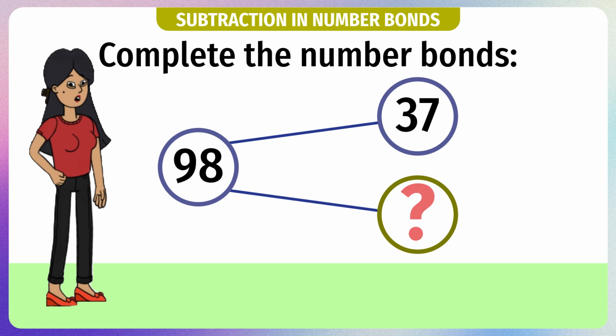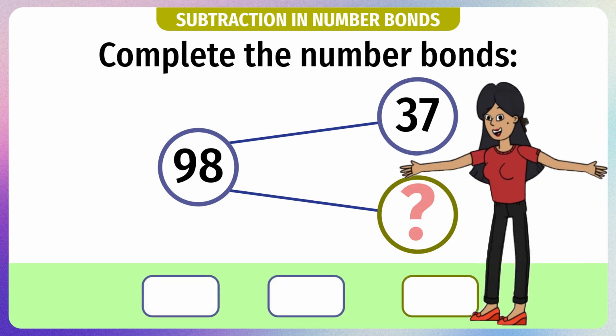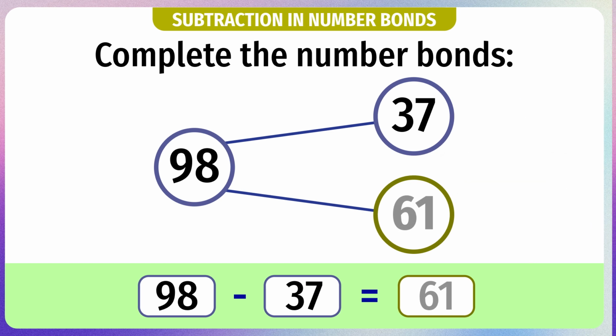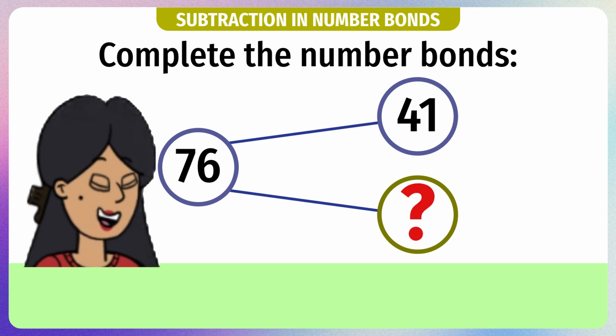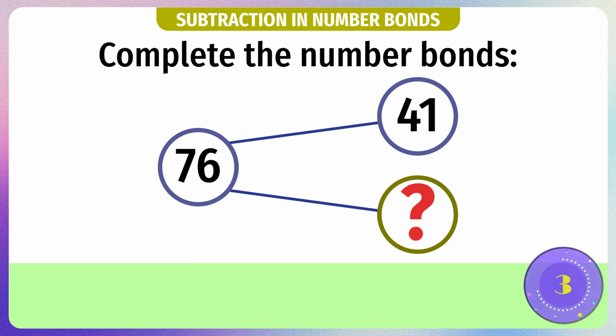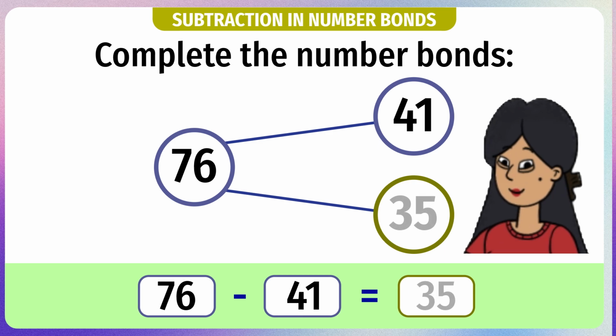What is that number? That number is 98 minus 37 equals 61. 76 can be made by adding 41 and which number? Answer is 76 minus 41 equals 35.